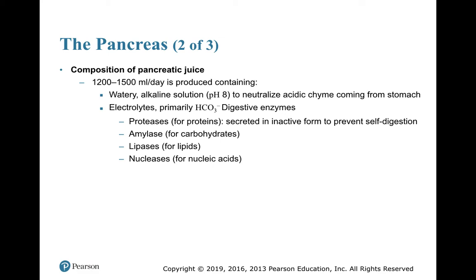Pancreatic juice, we make about 1.2 to 1.5 liters a day. It is a watery alkaline solution, with a pH of approximately 8. That helps to neutralize the acidic chyme that's coming from the stomach. It has electrolytes in it, primarily bicarbonate, and digestive enzymes.